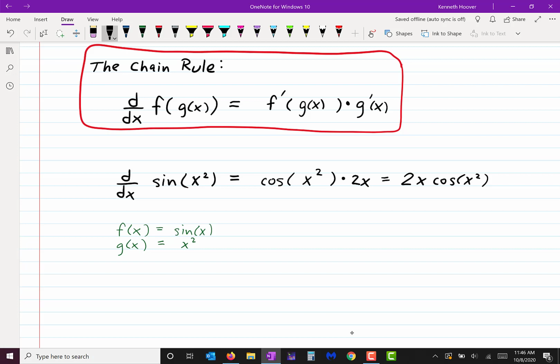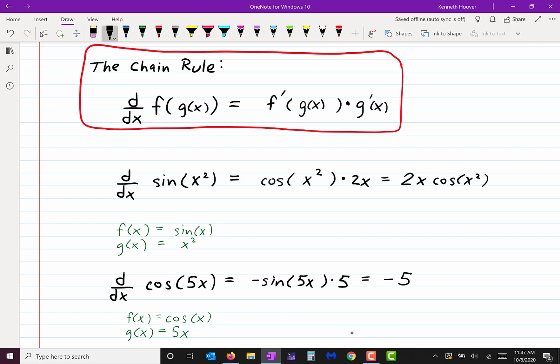Okay. Let's do the derivative of cosine of 5x. So f of x is cosine of x. G of x equals 5x. So the derivative will be, what's the derivative of cosine? It's negative sine, so we'll have negative sine of, and into there we plug in g, which is 5x, and then times the derivative of 5x, which is 5. And so what do we have? We have negative 5 sine of 5x. Okay?